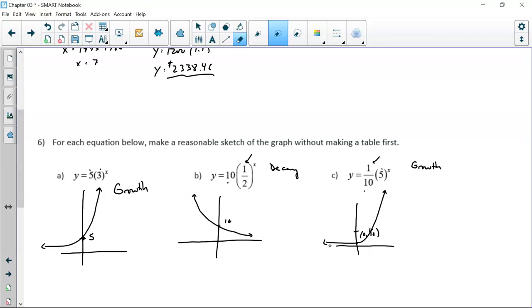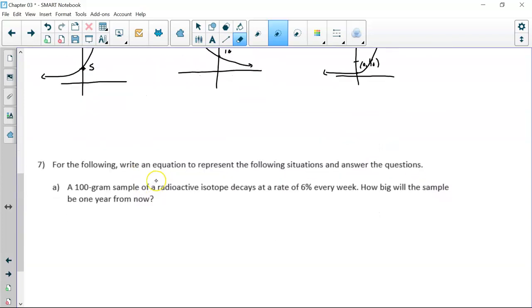So we're just going to finish up doing some more word problems based on exponential growth or decay. So here we have a 100-gram sample of radioactive isotope that decays at 6% every week. How big will be the sample 1 year from now? Notice that it's 6% every week.